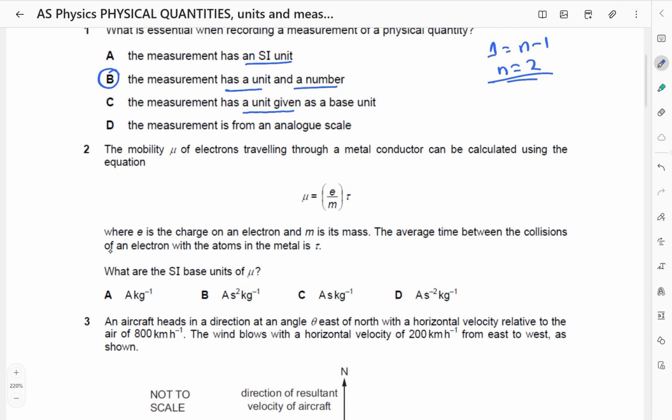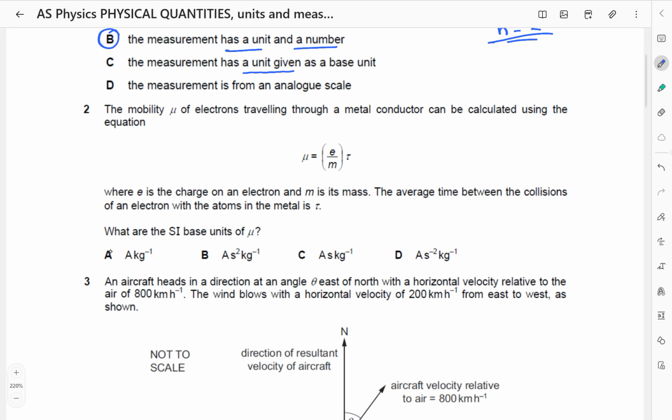The mobility mu of electrons traveling through a metal conductor can be calculated using the equation mu is e over m times tau, where e is the charge on an electron and m is its mass. The average time between the collisions of an electron with the atoms in the metal is tau. What are the SI base units of mu?